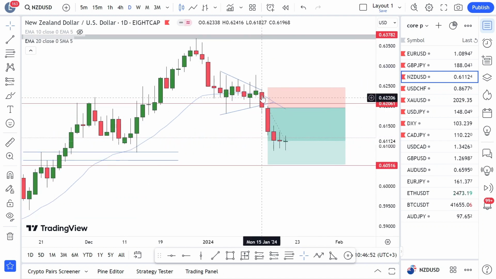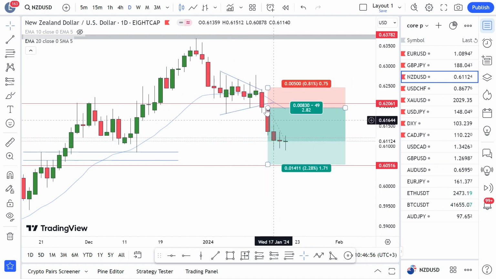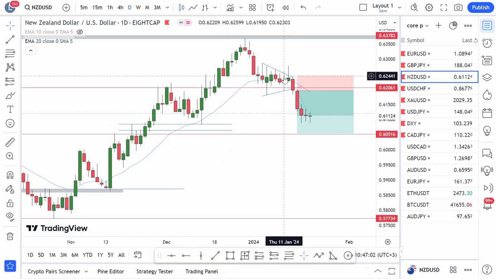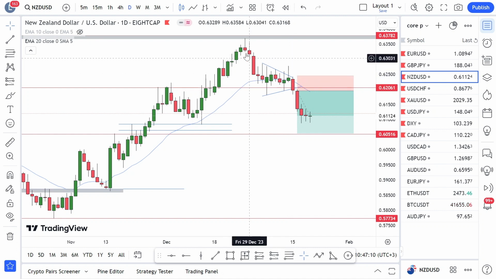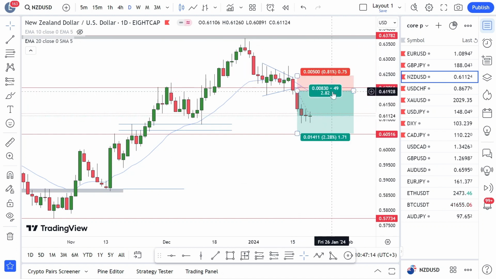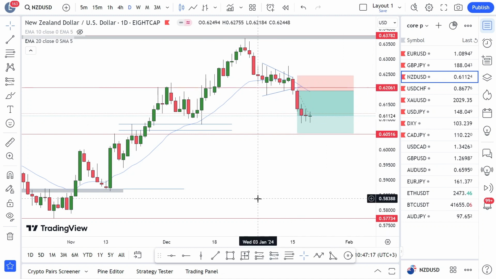I prefer having my stop loss above the breakout candle, because if we see a bullish scenario that closes above this particular candle, that negates my trade idea. So I put my stop loss where my trade idea is negated. Ideally, that's how I will be trading the New Zealand dollar for the coming week. Remember, this is a daily chart, so the retracement may take some time before it comes to that level.